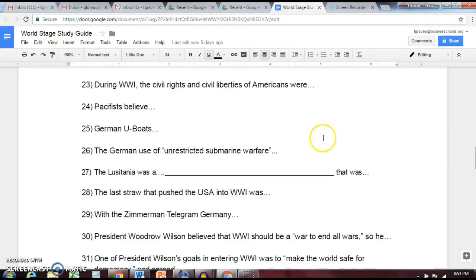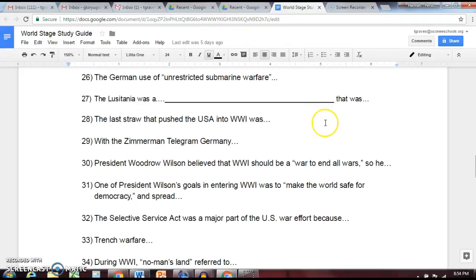So number 29, with the Zimmermann telegram, what Germany did is Germany asked Mexico to attack the United States, and in return for that, they would make sure that Mexico regained a lot of the territory they lost to the United States in the Mexican-American War, like Arizona and New Mexico. Of course, that never happened because the Americans intercepted the Zimmermann telegram. When they see that and see what the Germans were trying to do behind their back, they take that as almost an act of war and jump into World War I.